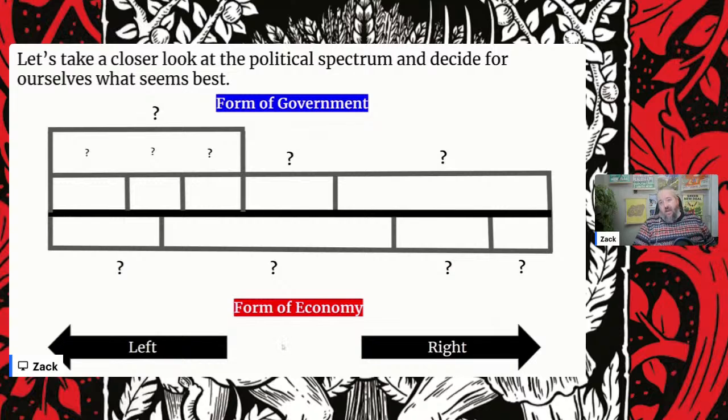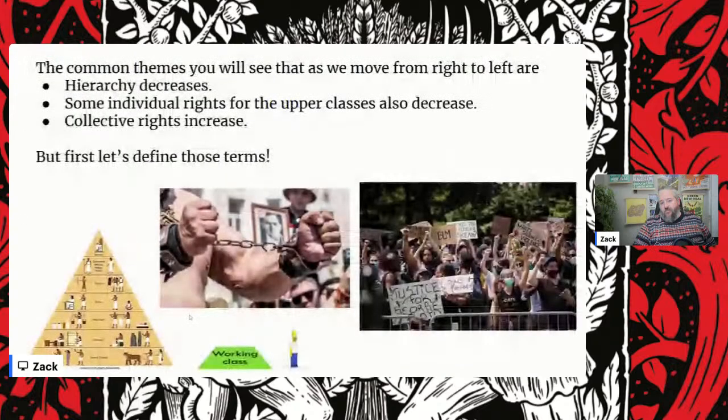So let's take a closer look at the political spectrum itself and decide for ourselves what seems best for each of these. So these are all the spots that we are going to visit along the way. The common themes that you'll see as we move from left to right are that hierarchy decreases. That's a very important one. That's a lot of what I've based this spectrum on. Some individual rights for the upper classes also decrease, and collective rights tend to increase.